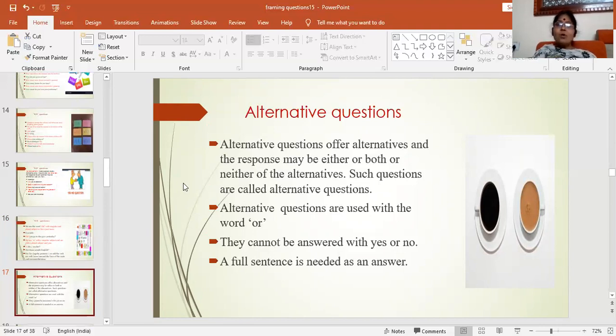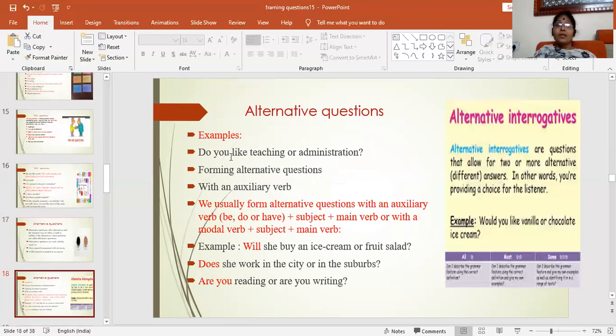Right? So, alternative questions offer alternatives and the response may be either of them, both, or neither of the alternatives. Such questions are called alternative questions and they are used with the word or. And we know that alternative questions cannot be answered with yes or no. You need a full sentence. Now, for example, do you like teaching or administration? Right? Do you like teaching or administration?